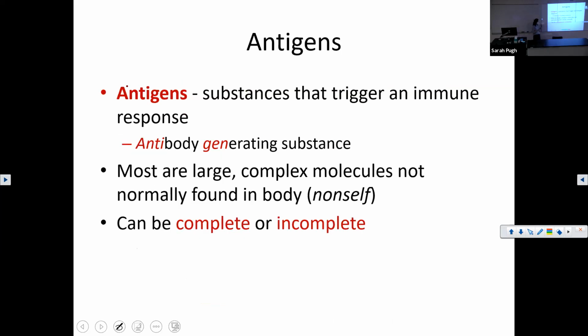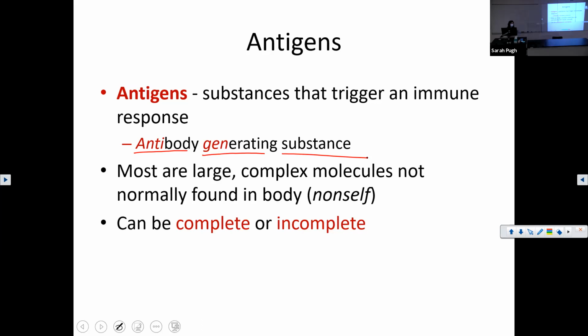Now I've used this term a lot, antigen. We also used this a lot back when we talked about blood and blood typing. Antigen literally stands for antibody generating substance.